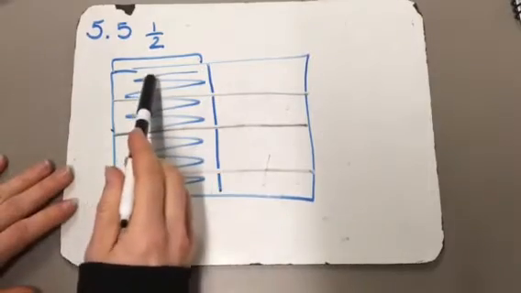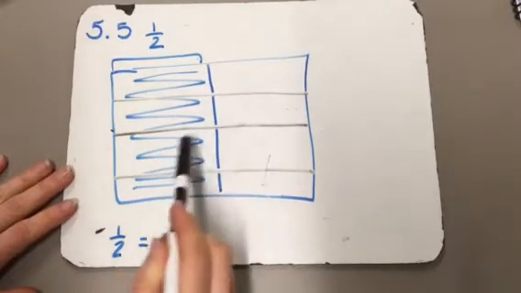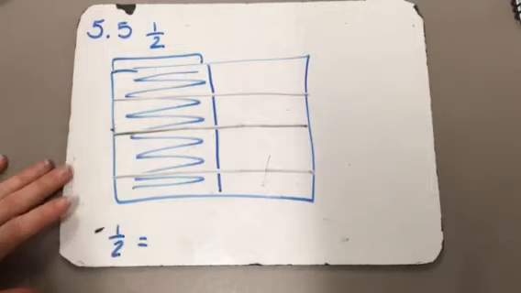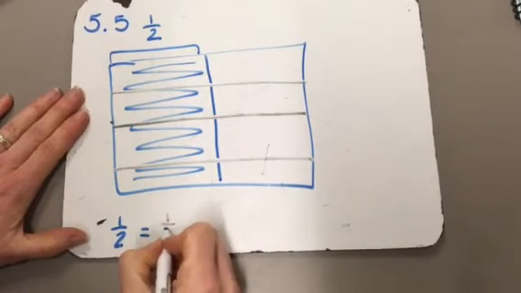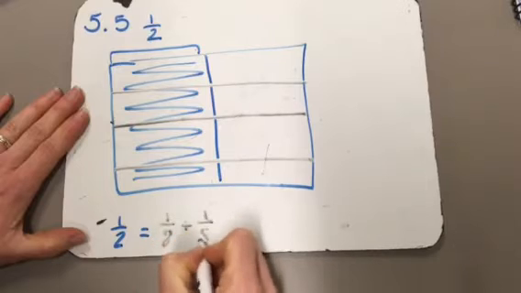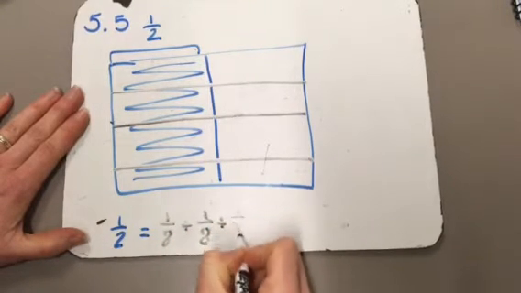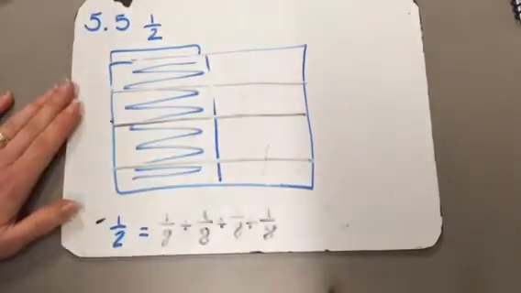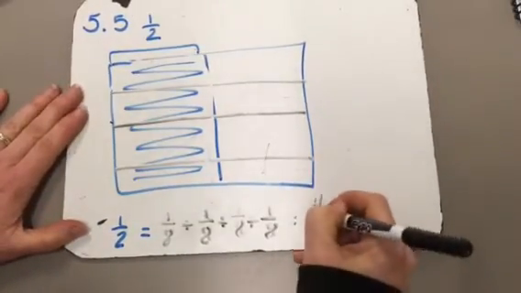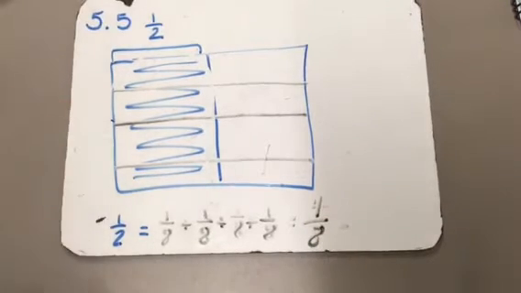So I have now created 1, 2, 3, 4, 5, 6, 7, 8. So we have eighths. That would be 1/8 plus 1/8 plus 1/8 plus 1/8. There's 4 of them, which equals 4/8. And I think this marker is dead. Go ahead and pause while you get that down.